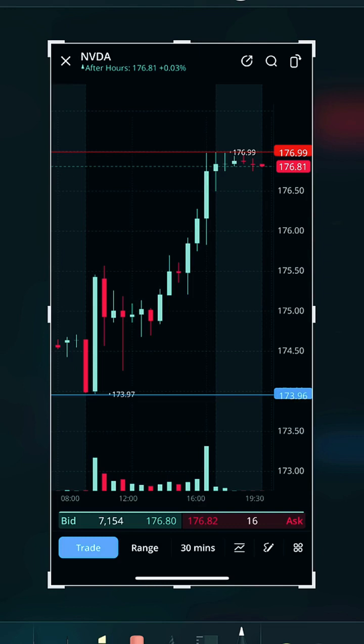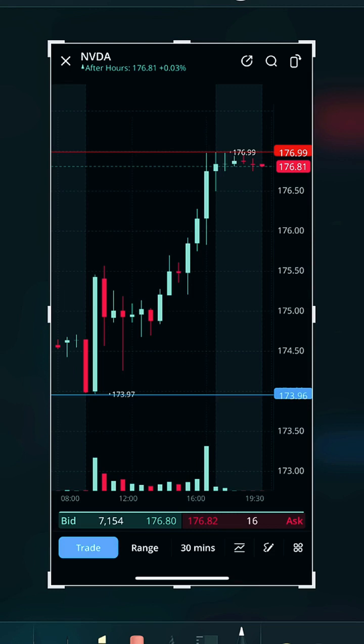That first red candlestick, not the little bitty one on the far left. You know, I'm talking about the one that enters after the light gray area right there on the left. So it opened up red, which means it opened up at about $174.70, something like that. It fell down to that blue line. Now, I want to tell y'all something about that blue line and that red line.